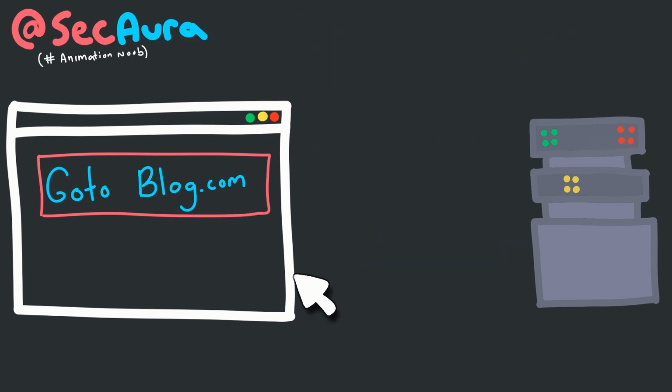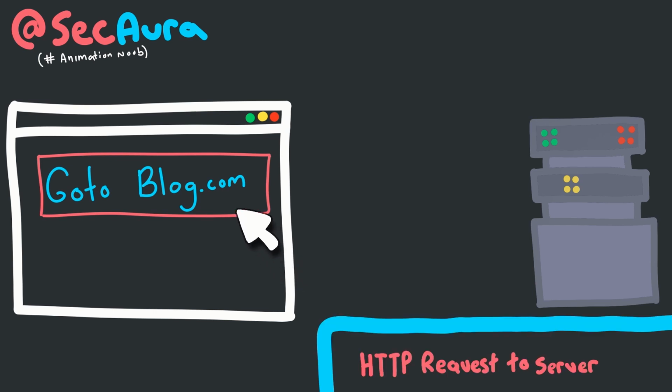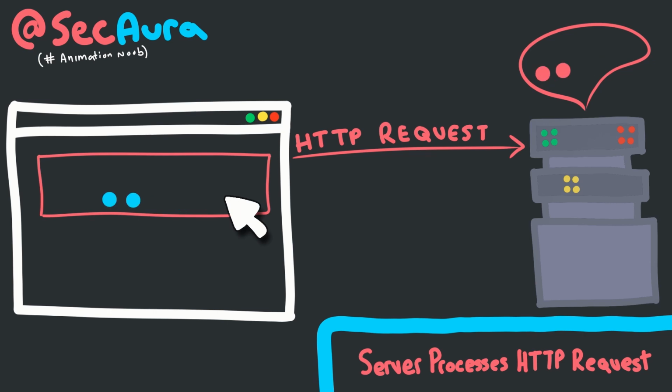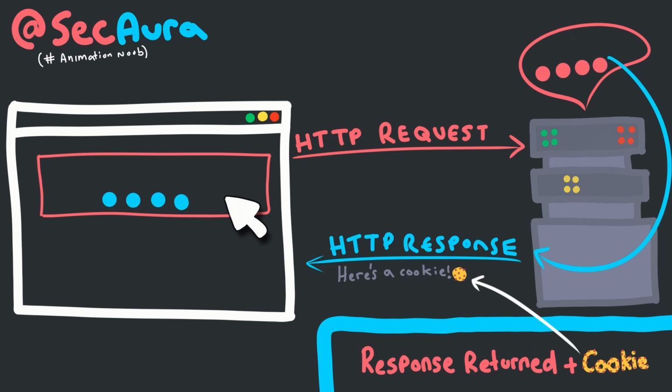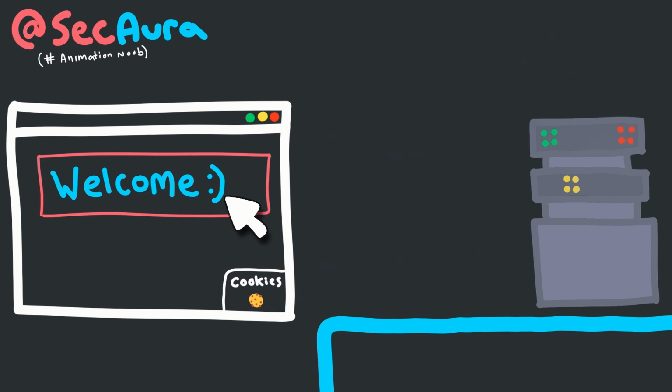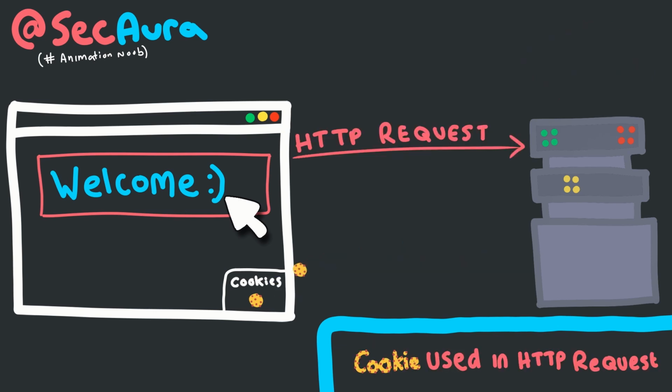Here we have an example of a user making a request to blog.com. When they click it, they're going to make a HTTP request to the server. The server will then process the request and then issue a response back with a cookie, if the server is configured to do that. The cookie will then be stored in the browser to be used in subsequent requests to that server. The cookie is then included in the next request, and then the server will process it and return a response relevant to the cookie provided, saying welcome back rather than just welcome, as it knows the user's previous session.